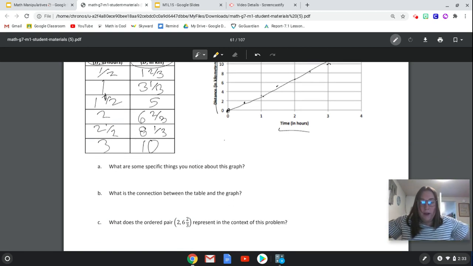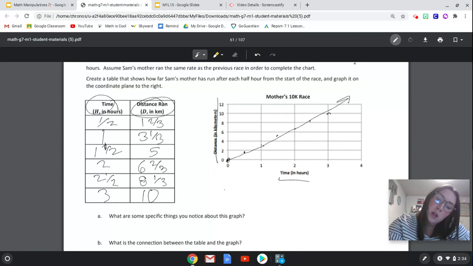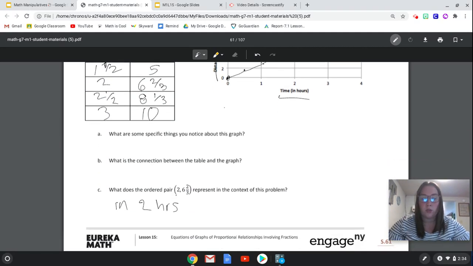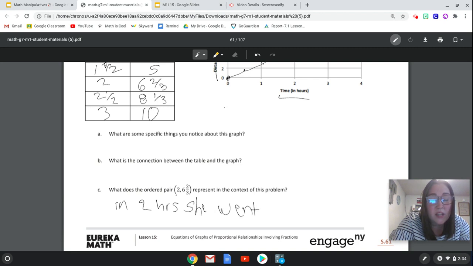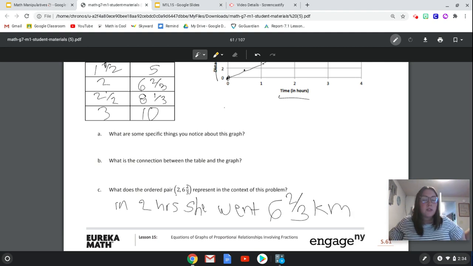Okay, now, let's see. What does the ordered pair 2 and 6 2/3 represent in the context of this problem? Guys, this one's been really tricky, but it can be so simple. All you have to tell me is, okay, what does 2 mean? That means 2 hours. So, in 2 hours, what does the y mean? Distance in kilometers. So, she went 6 2/3 kilometers.